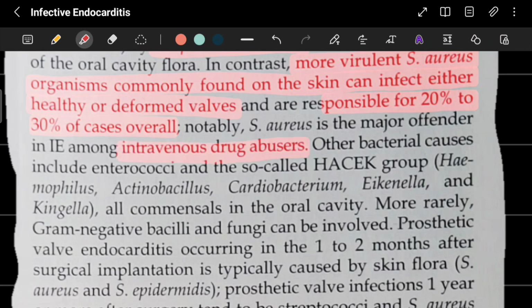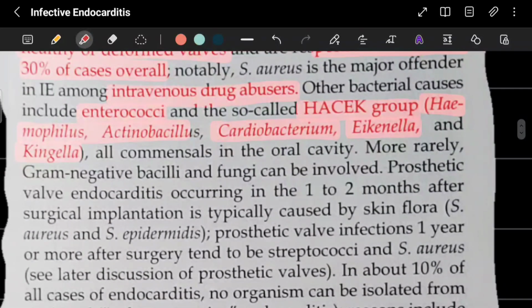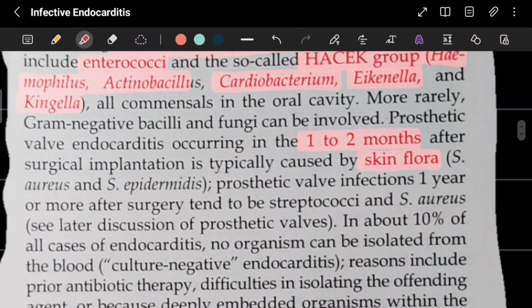Other bacteria include enterococci and the so-called HACEK group, which includes Haemophilus, Actinobacillus, Cardiobacterium, Eikenella, and Kingella, all commensals in the oral cavity. More rarely, gram-negative bacilli and fungi can also be involved. Prosthetic valve endocarditis occurring 1 to 2 months after surgical implantation is typically caused by skin flora, Staph aureus and Staph epidermidis. Prosthetic valve infections 1 year or more after surgery tend to be Streptococci and Staph aureus.